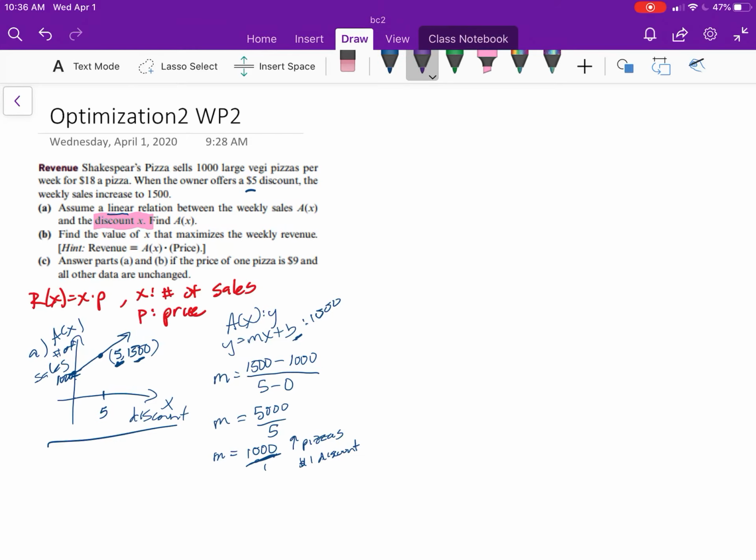So therefore, A of X, let's change the color so it sticks out. A of X equals 1,000 X. You know what? I knew something didn't look right. 1,500 minus 1,000 is 500. Duh. So 100 pizzas for every $1 discount. I'm looking at this, I'm like, wait, 1,000, right? We started at 1,000 and it increased to 1,500. So going up 1,000 pizzas, that didn't even make sense.